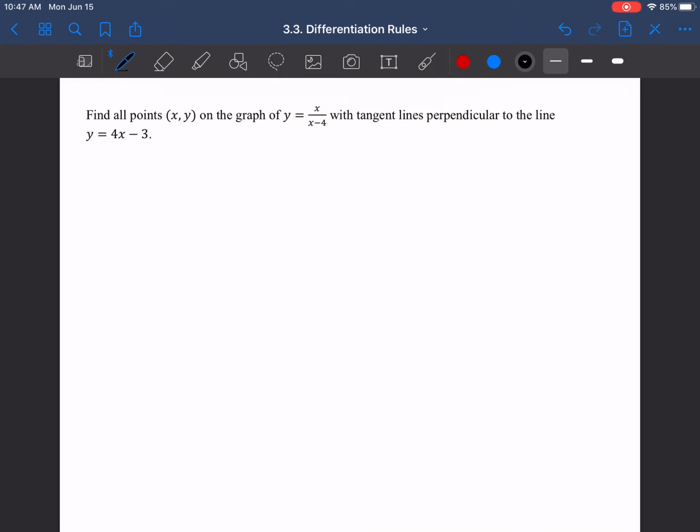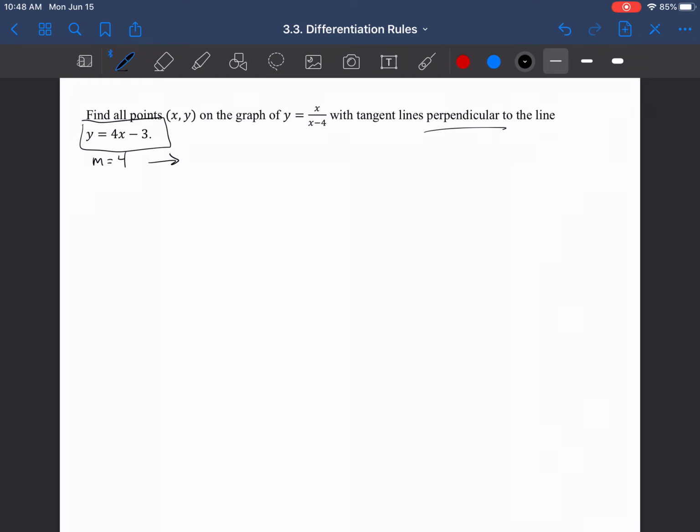Next, same thing here. Try this one as well. You're going to find some points on the graph y equals x over x minus 4 with tangent lines perpendicular to the line y equals 4x minus 3. So in other words, if it's going to be perpendicular, right? Remember, perpendicular means the slope is the negative reciprocal of the slope of the other line. So if lines are perpendicular, their slopes are negative reciprocals of each other. So just to get you started off here, the slope of our original line that we want it to be perpendicular to is 4.